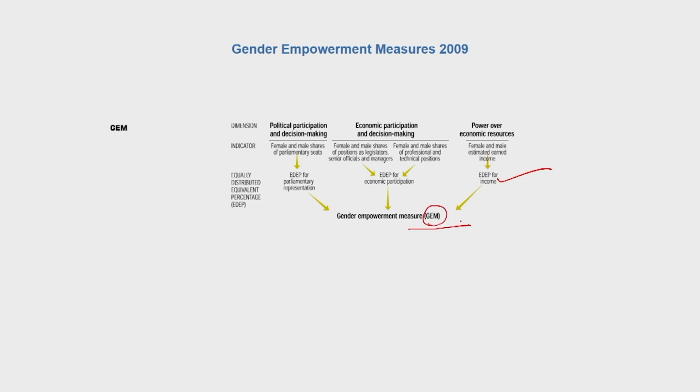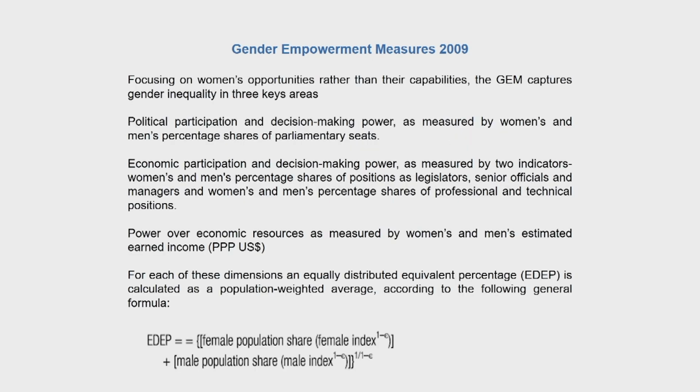So we are trying to see what is the level of empowerment that has been received by females vis-a-vis the males. So in this case here, we simply add up all of these EDEP to come up with a gender empowerment measure, unlike in the case of indices in the previous cases. So these are some of the things that I have just discussed.